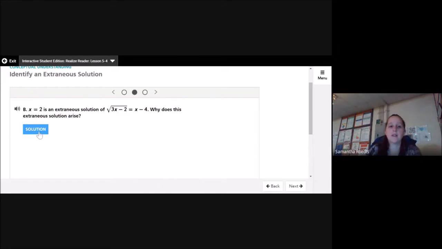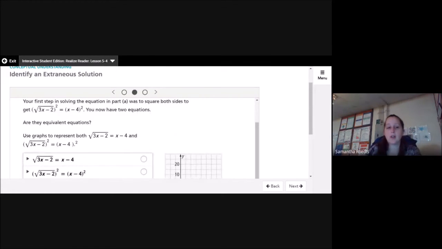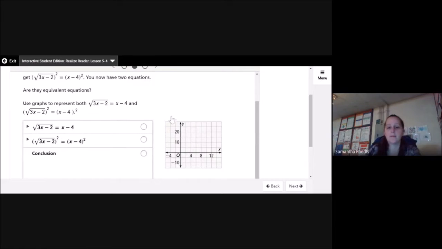Why does this extraneous solution arise? Your first step in solving the equation in part A was to square both sides to get the square root of 3x minus 2, squared, equals x minus 4, squared. You now have two equations. Are they equivalent equations? Use the graph to represent both the square root of 3x minus 2 equals x minus 4, and the square root of 3x minus 2, squared, equals x minus 4, squared.